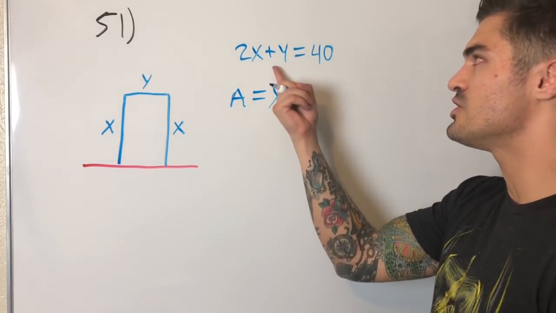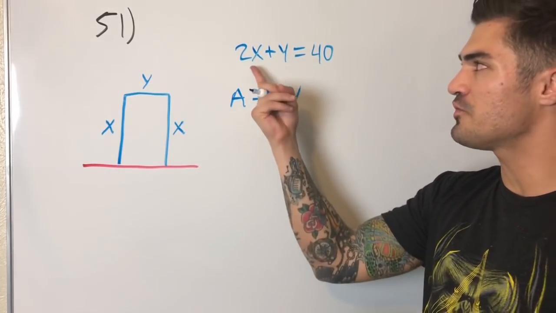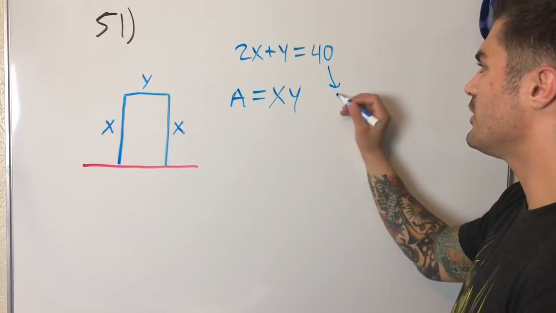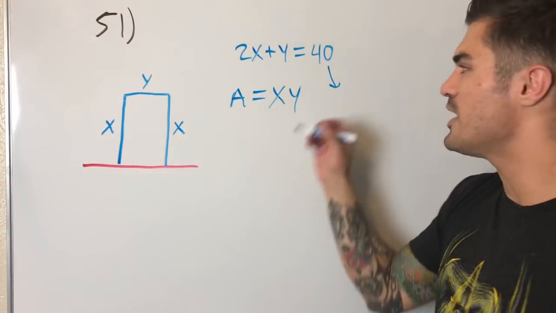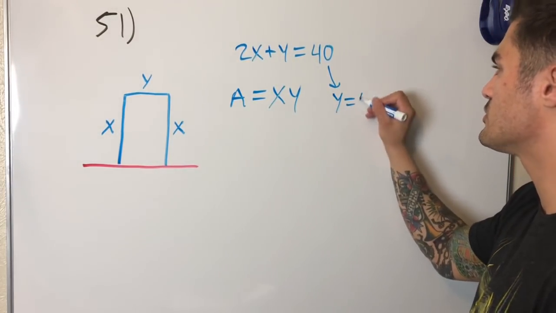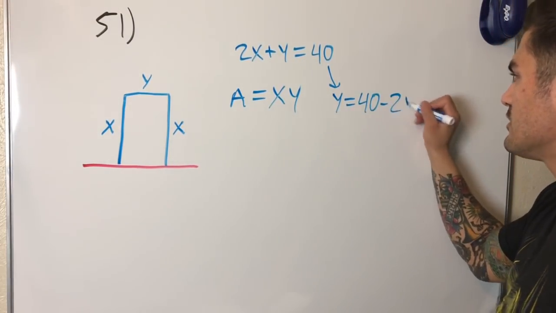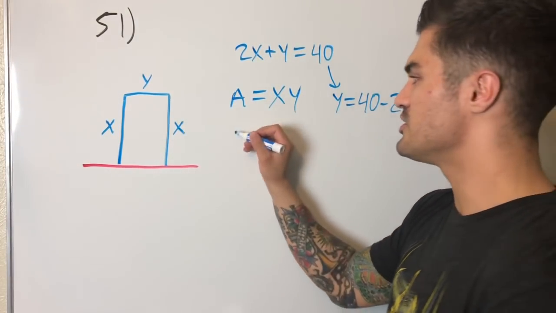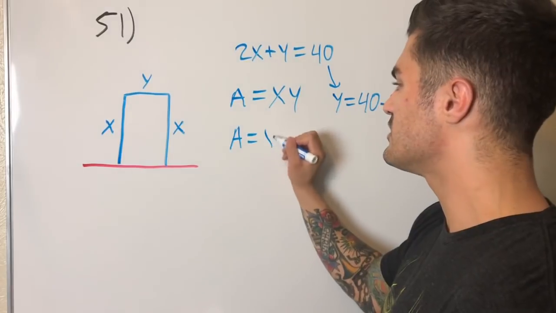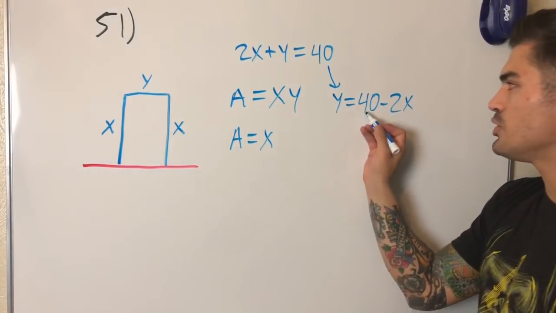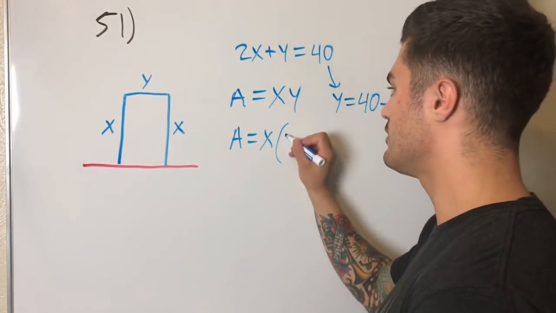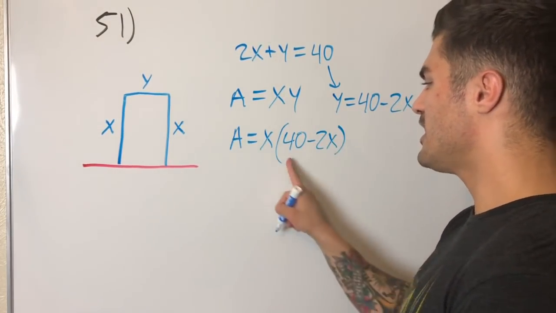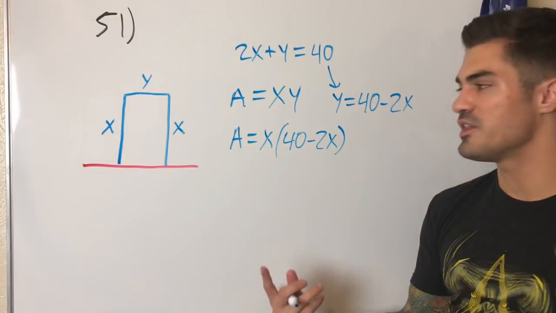So I can do a substitution here. If I solve for y, I can solve for x, but I don't want to have to divide both sides by 2. I'll solve for y. So I'll draw an arrow down here, and basically I'm going to subtract 2x from both sides, and I get y equals 40 minus 2x, all right? Now I can substitute this y into this equation. So I have area equals x times y, which equals x times 40 minus 2x, right? Now I'm going to be left with a quadratic where I can find the vertex, right?